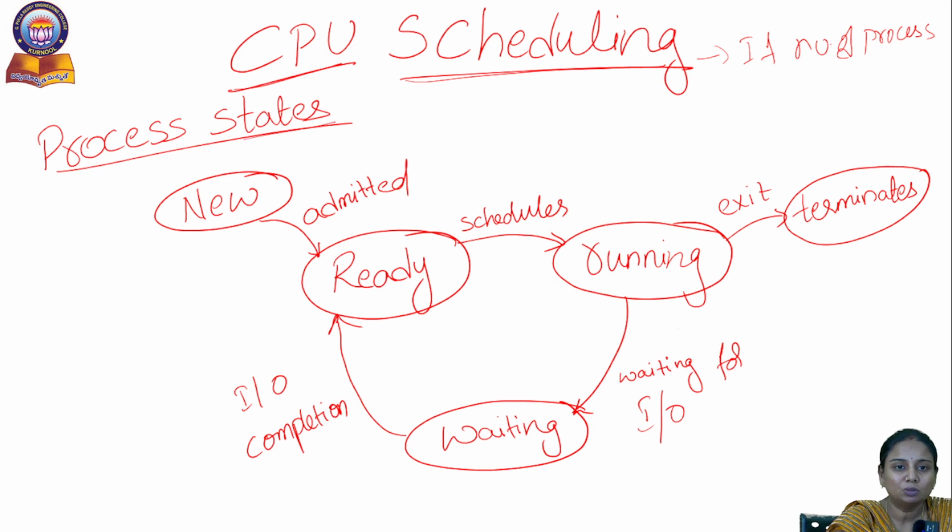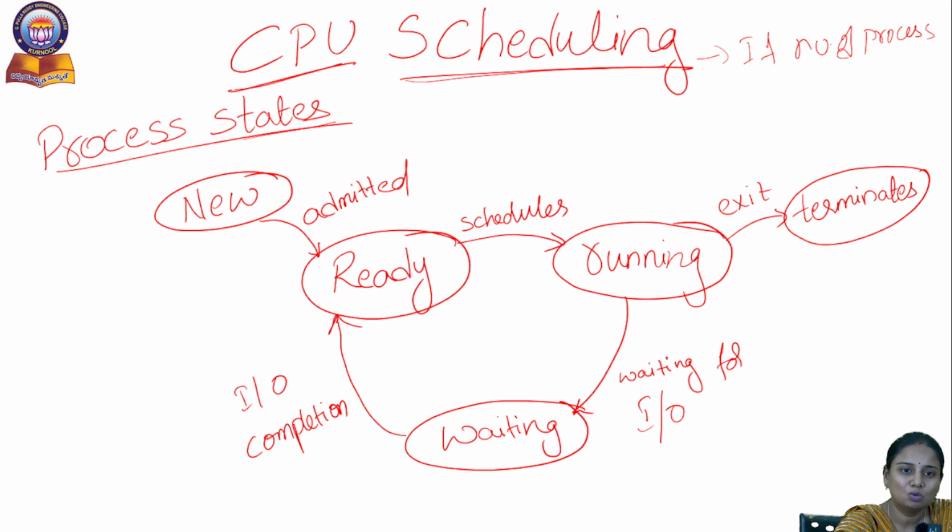Before getting into detail on CPU scheduling, we are going to briefly discuss the process states: how a process is created, from which state to which state it moves, and finally how it terminates after completion of its work. Whenever a user initiates an instruction or a task, the operating system creates a process for each and every task created by the user.